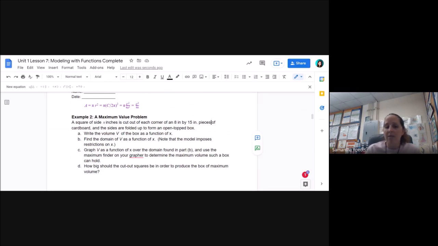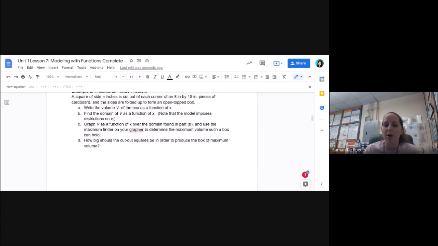C, graph V as a function of x over the domain found in part B and use the maximum finder on your grapher to determine the maximum volume such a box can hold. And D, how big should the cutout squares be in order to produce the box of maximum volume?